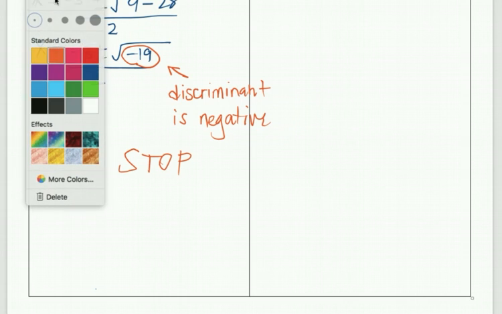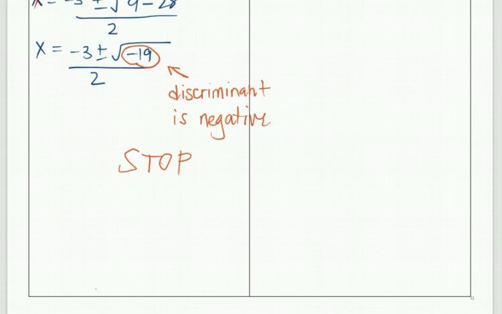So what you're going to do here is write, okay, actually don't write that. Okay, so write: there are no real roots. So you just stop and go, because of the discriminant.